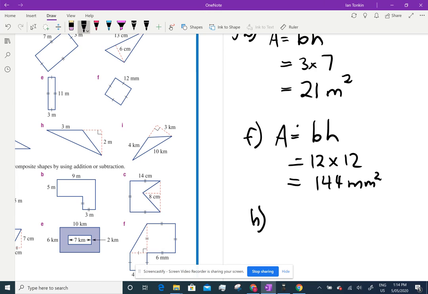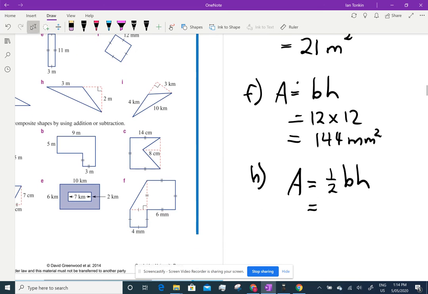And H, what have we got here? We've got the area of a triangle. Now you note every time I'm writing the formula because I want to remember it. Well, the area of a triangle is a half BH. What's the base? Well, it depends which way you're looking from, but it doesn't matter as long as I get the right two numbers. A half times 2 times 3, which is 3 meters squared. I'll just double check that one. Question 5, H, 3 meters squared.